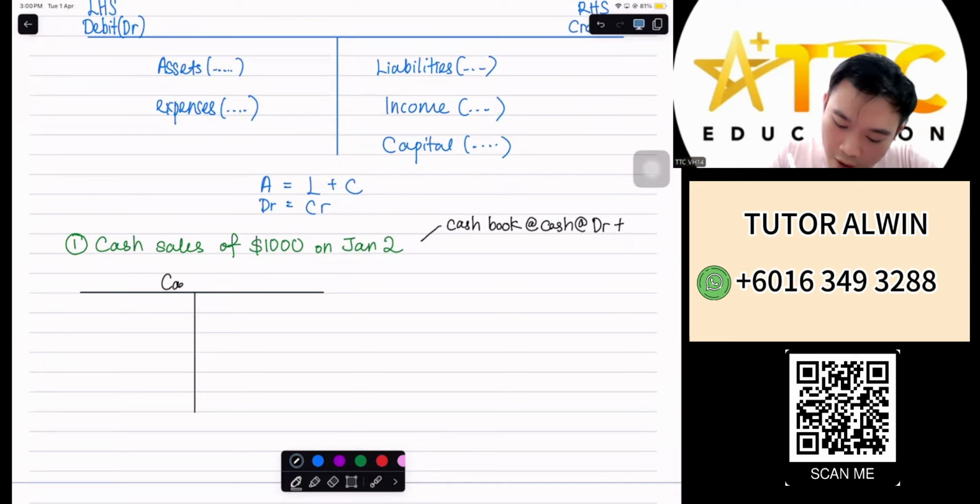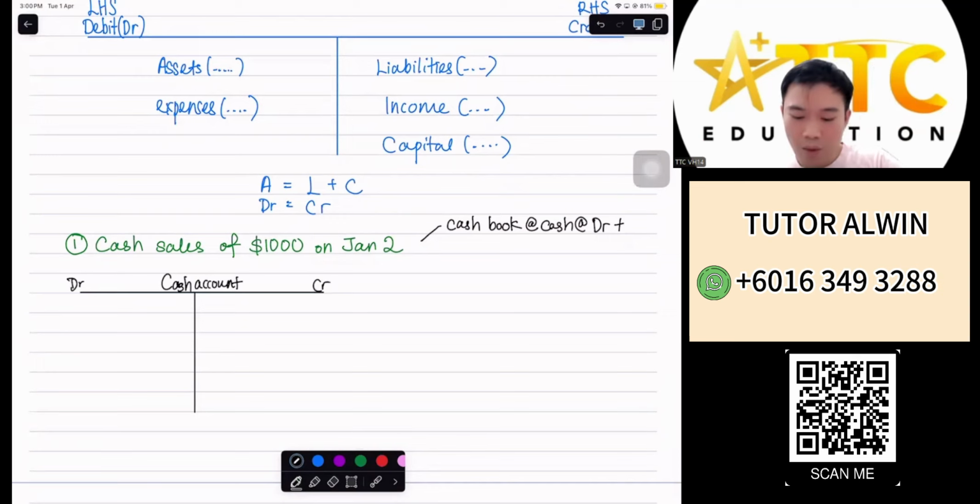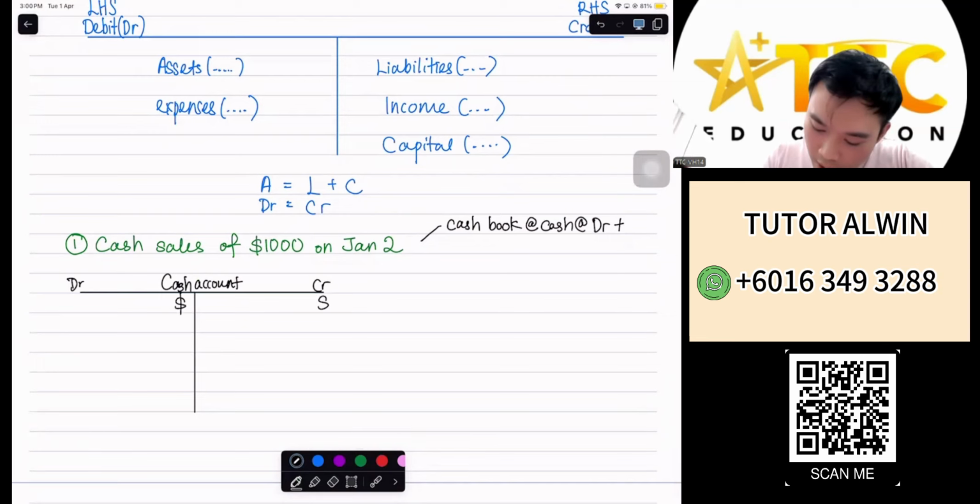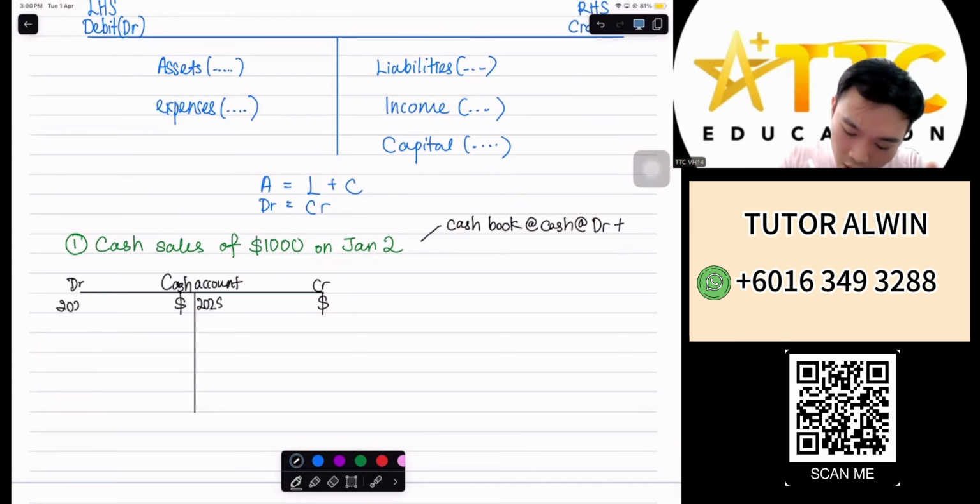Okay, you have a cash account. So this is our debit side and the credit side. The dollar sign will be over here, as you all know. Let's say this is this year, 2025, then the date will be over here.